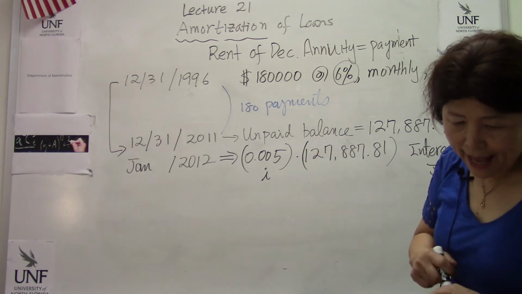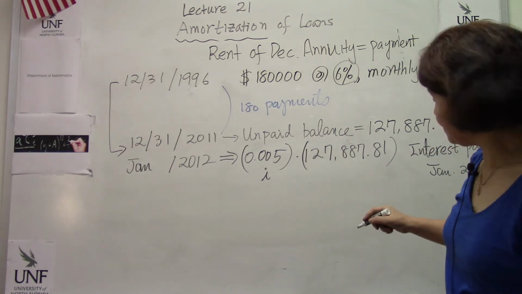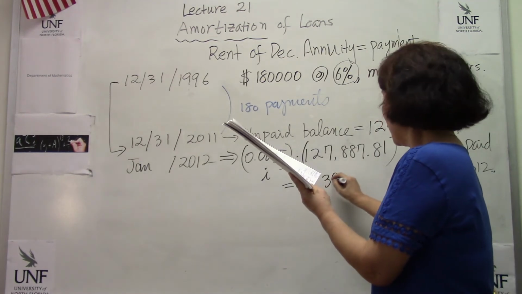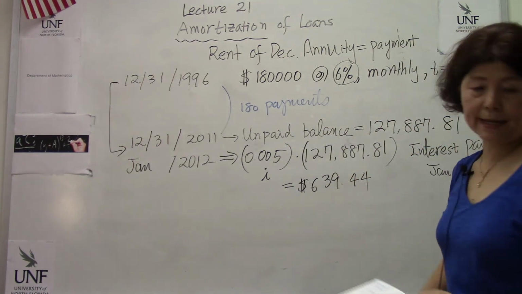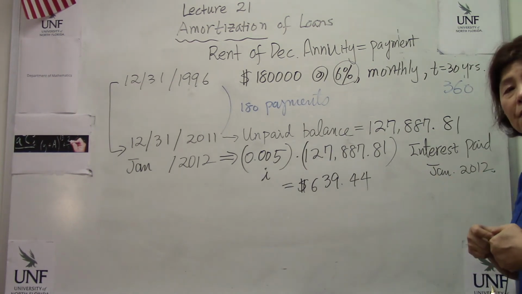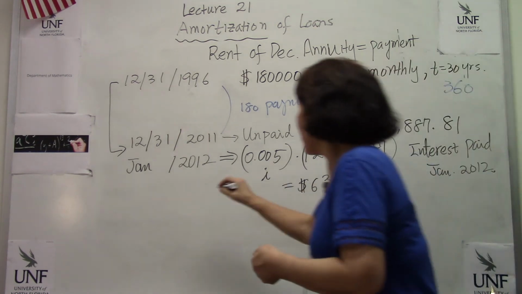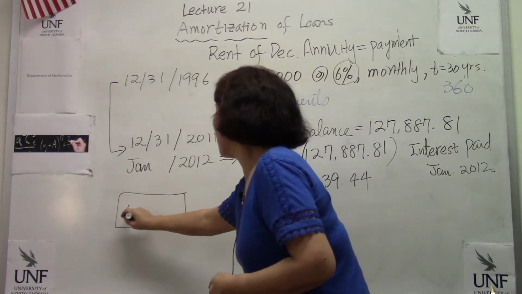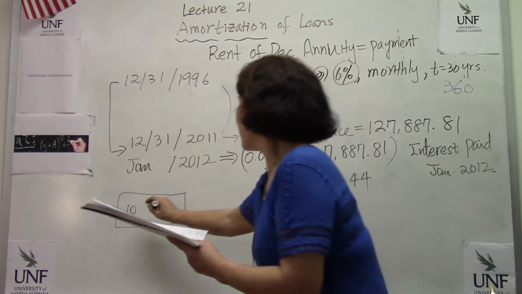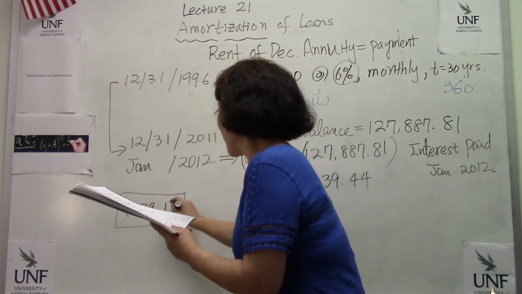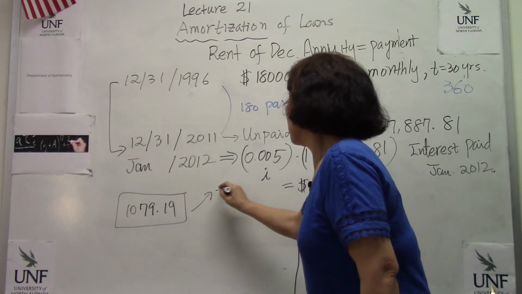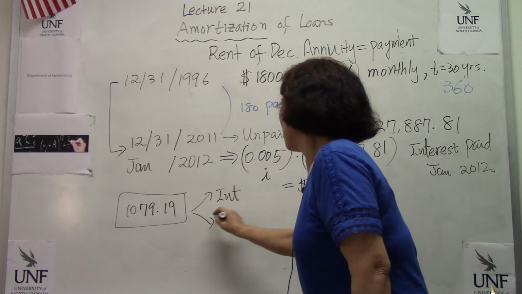So how much is that? That is $639.44. Earlier I said each month you make a payment of, let's say, $1,079.19. One part goes to interest, one part goes to principal.